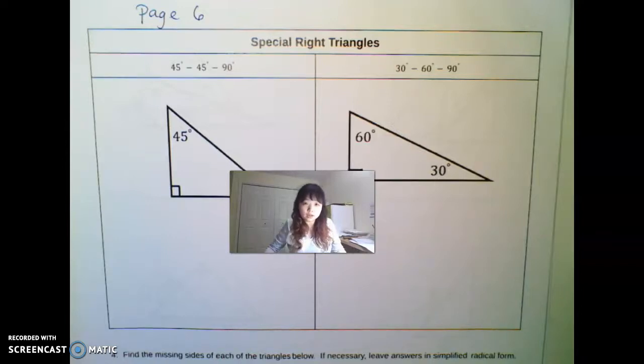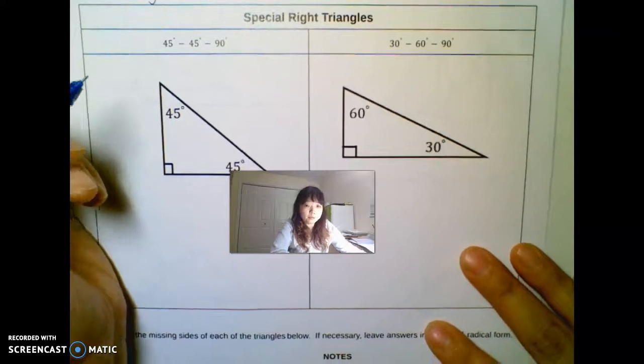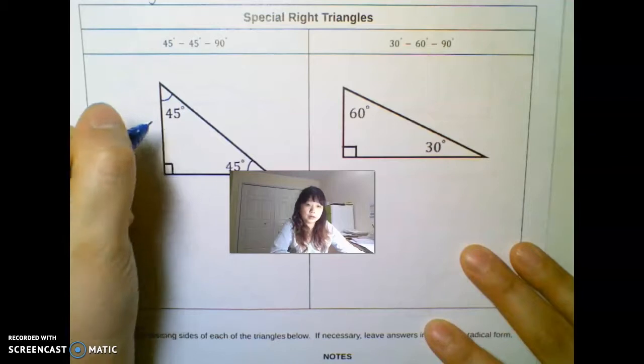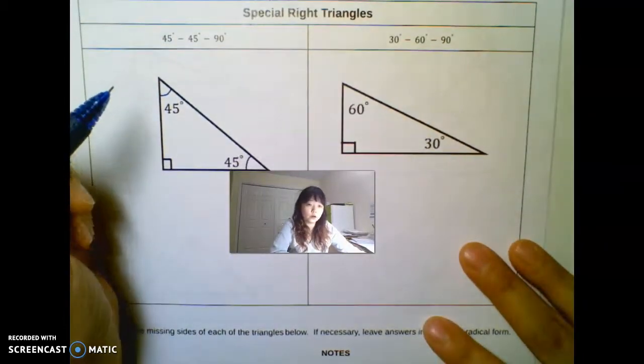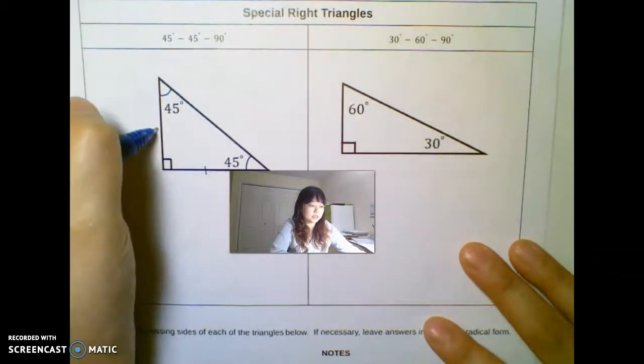So here are our special triangles for this learning target. We have two types. Do you see? They're all either going to be 45, 45, 90 or 30, 60, 90. Now, for 45, 45, 90, sometimes it might not say 45, but may have just a marking indicating that these are the same. And remember that if two angles are the same, then the opposite sides are the same.